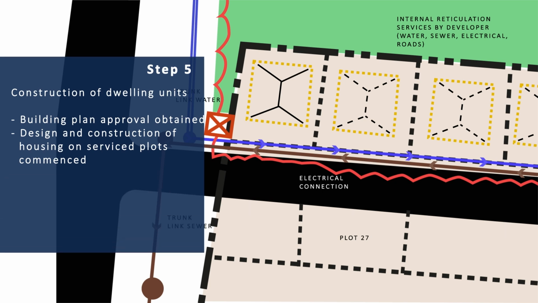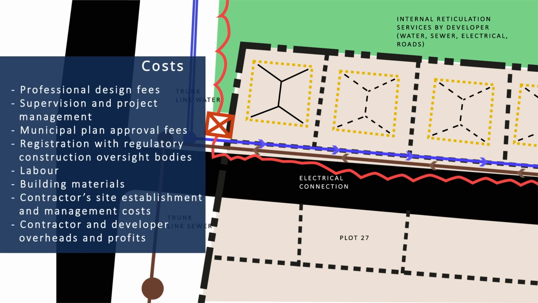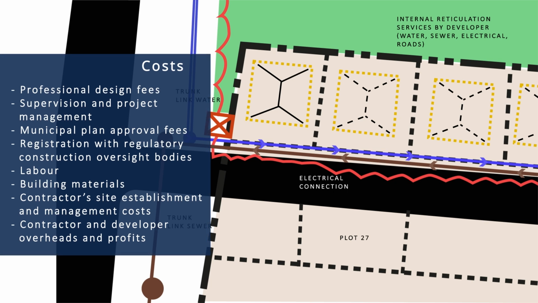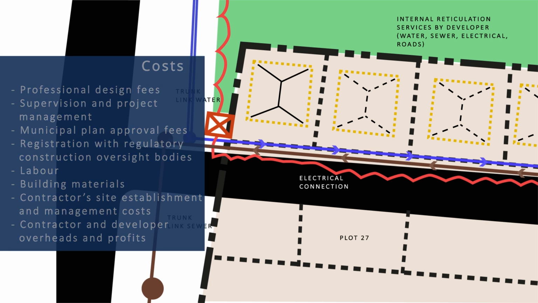Costs in the fifth step include professional fees for design, supervision and project management, municipal plan approval fees, registration with regulatory construction oversight bodies, labor, building materials, contractor site establishment and management costs, contractor and developer overheads and profits.